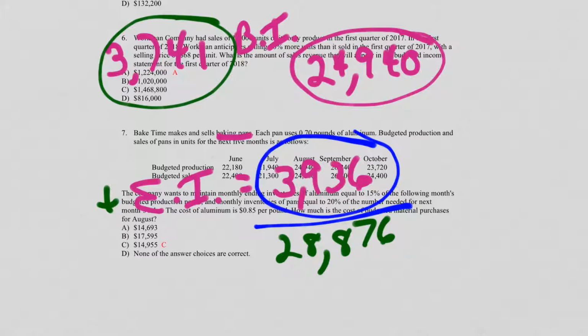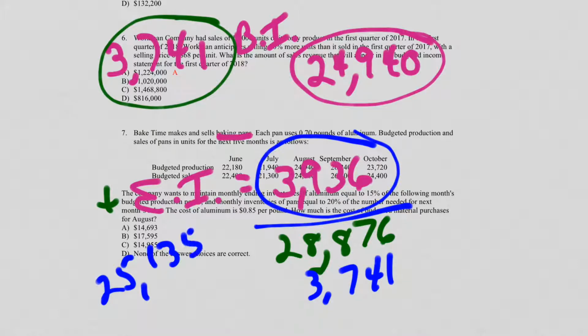Okay, now subtract the beginning inventory, because that was already there. And that should do the trick to give us 25,135 as the number of pans in production that we have to have. So now that we have the number of pans, let's keep 25,135 in mind.